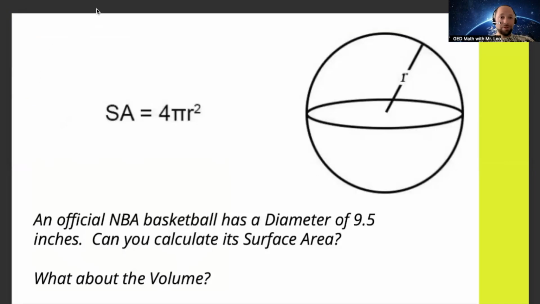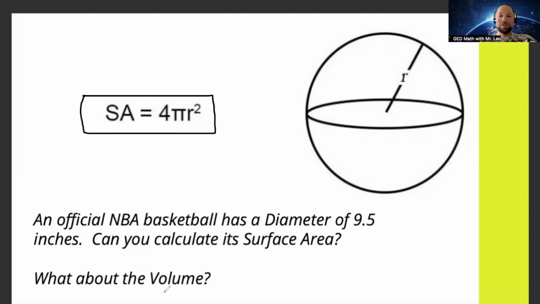Here's a word problem for you. Here is the surface area formula. An official NBA basketball has a diameter of 9.5 inches. Can you calculate its surface area? What about the volume? Take a minute, try to work this out. You can pause the video if you want before I give the answer.